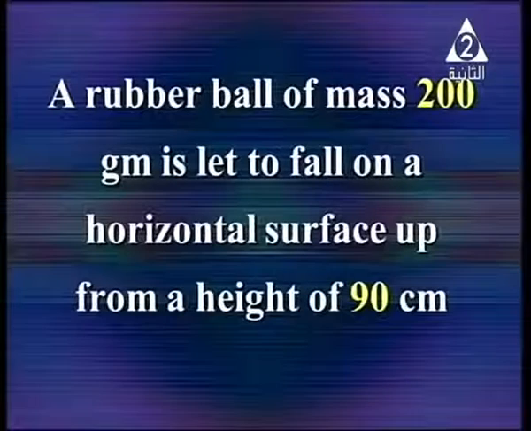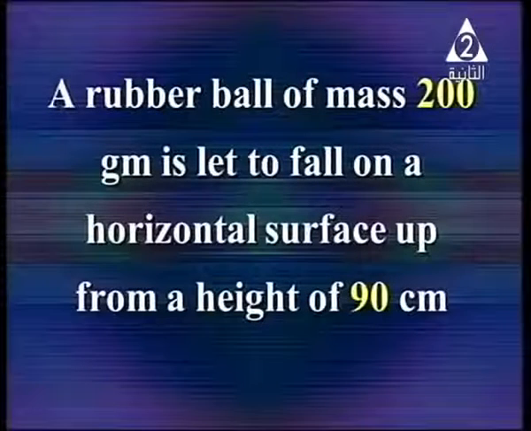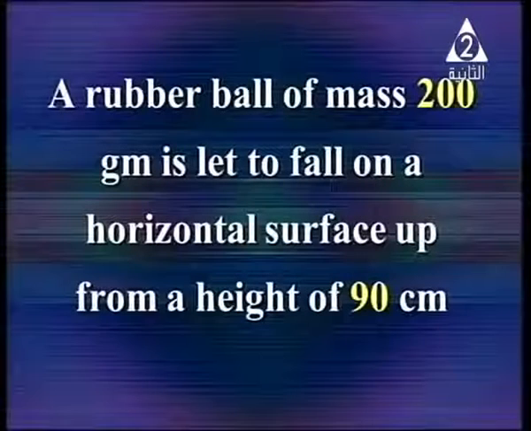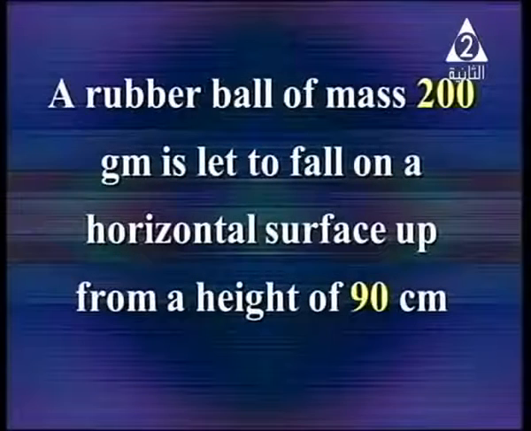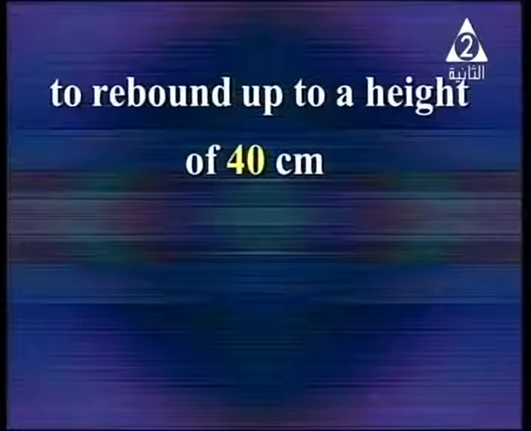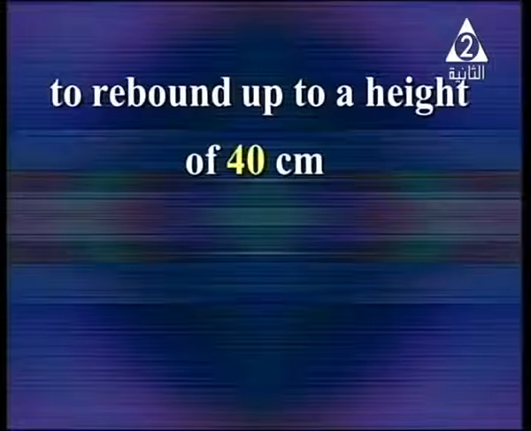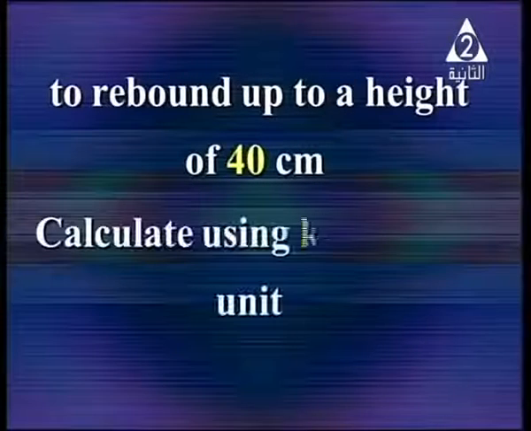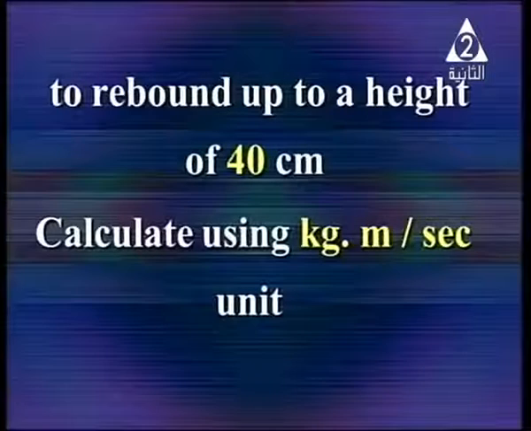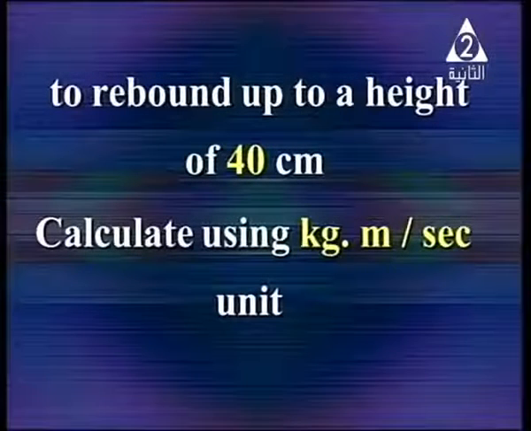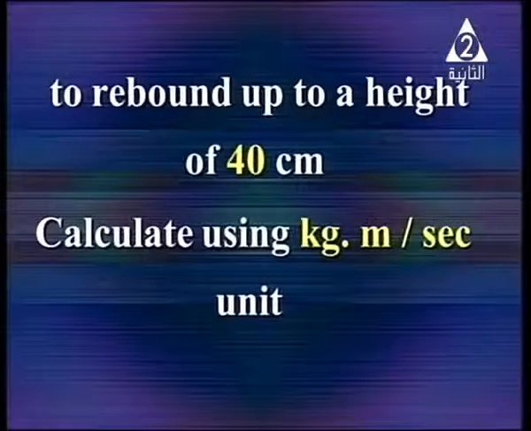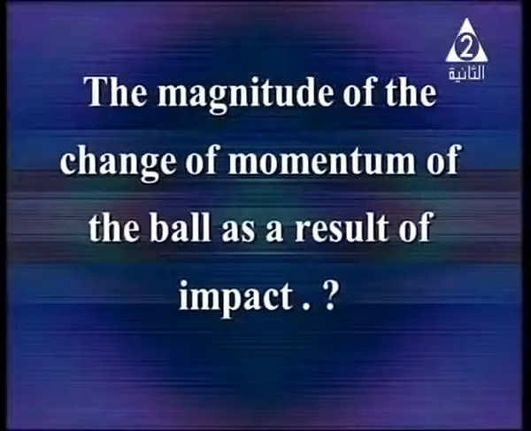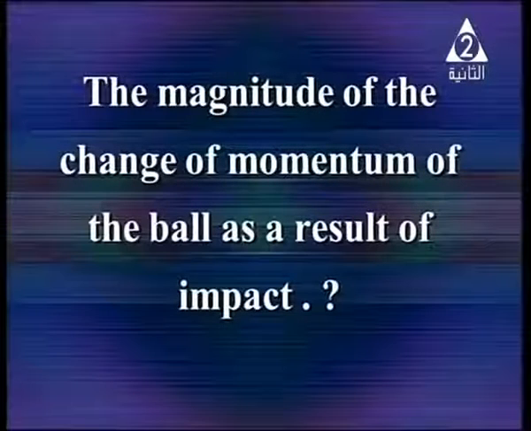Dear student, look at the important example. A rubber ball of mass 200 gram is let to fall on a horizontal surface from a height of 90 centimeter to rebound up to a height of 40 centimeter. Calculate, using kilogram meter per second unit, the magnitude of change of momentum of the ball as a result of impact.